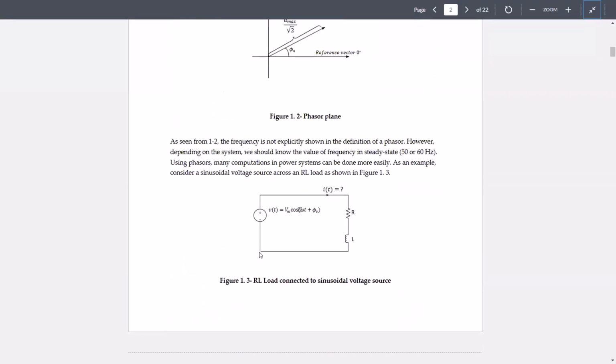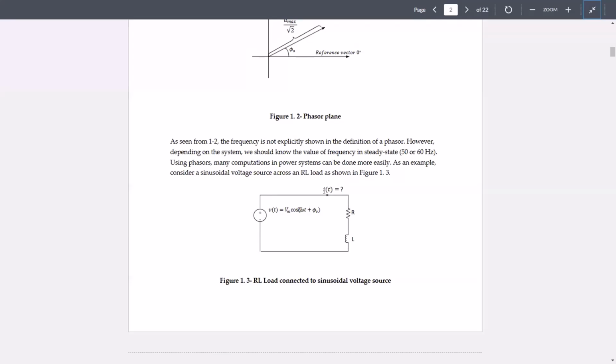An example of a circuit, an RL circuit, has been shown in here. We have a voltage source that has been connected to an R and an L in series, a resistance and an inductance.